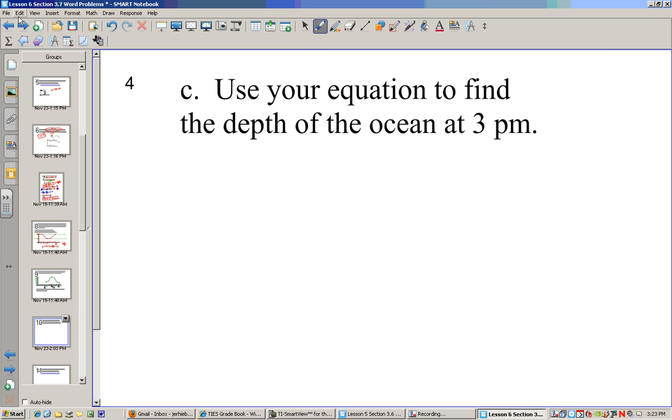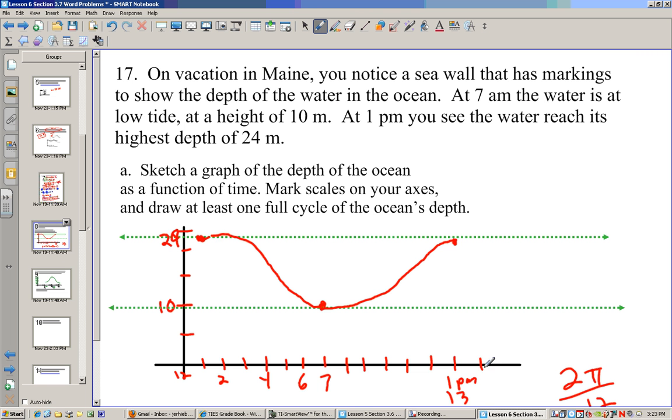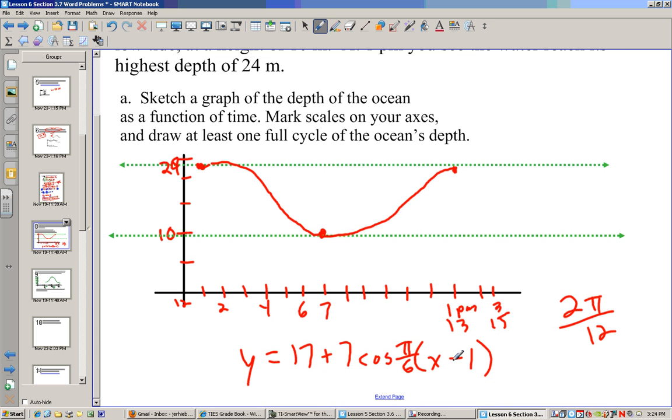All right. So if I want to use the equation to find the depth of the ocean at 3 p.m., notice we have to look at a.m. and p.m. p.m. would just be 2 over this way, so 3. I would write this as 15. So we need to put 15 in the equation. So if we put 15 in for x, we can find our y value. I'll type this into my calculator.